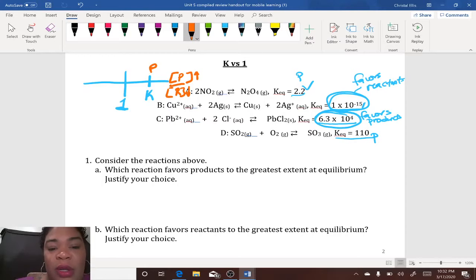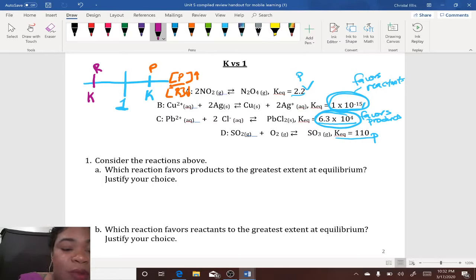greater than 1. So let's just think about it. If you had 4 product molecules and 2 reactant molecules, that number, 4 divided by 2, will give you 2. And so that will give you a number greater than 1, which means that you're favoring your products. Now, if your K is less than 1, that means you're favoring your reactants, and your reactants are more stable.